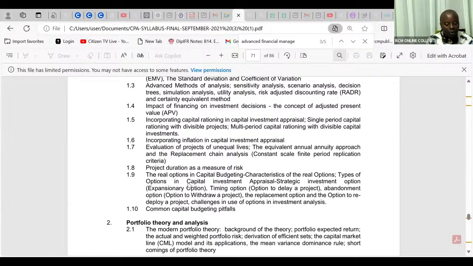So Macaulay will be the biggest project duration, measure of what year? Risk. And then we have what we call real options. And the real options, we shall be able to look at option to delay a project, abandonment option, option to withdraw a project, replacement option, and option to redeploy a project, challenges in use of options in investment analysis, common pitfalls, common capital budgeting pitfalls.